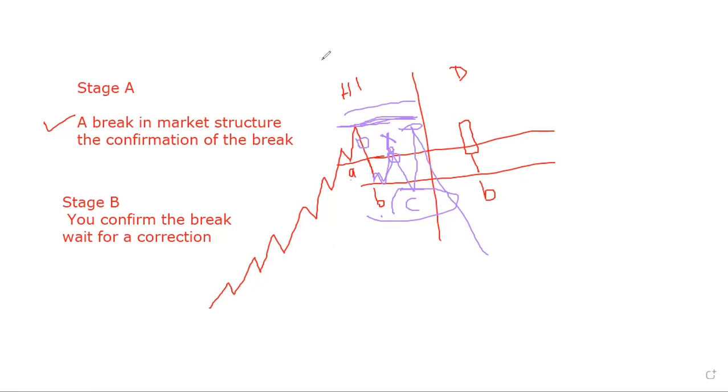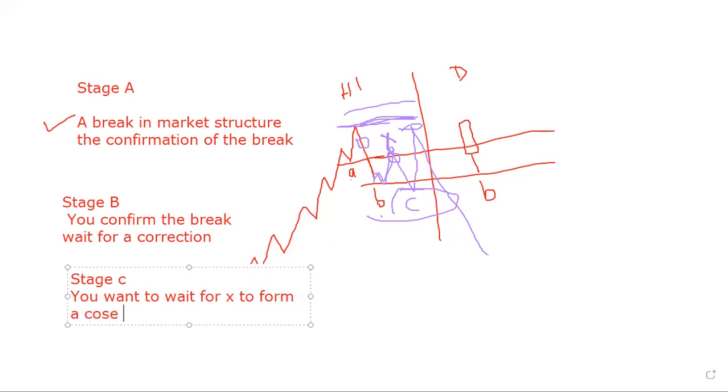Now at stage C, you want to wait for X to form. After X has formed, the next thing is a close below the B level. Now, when price closes below this B level, that is when we have a confirmed sign that what?